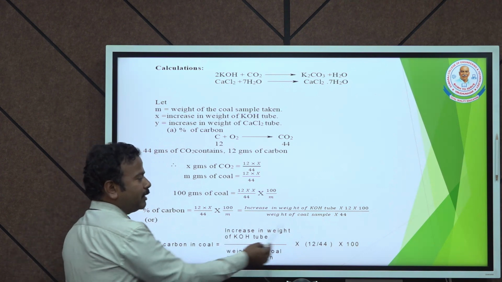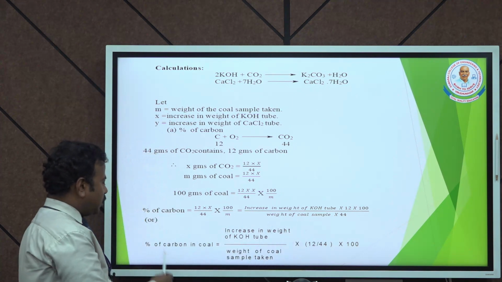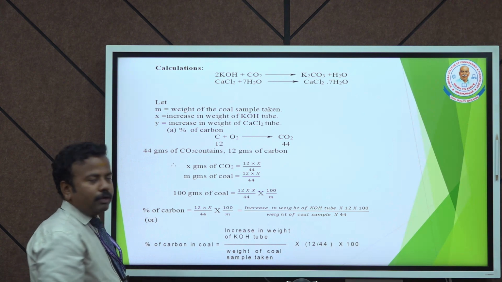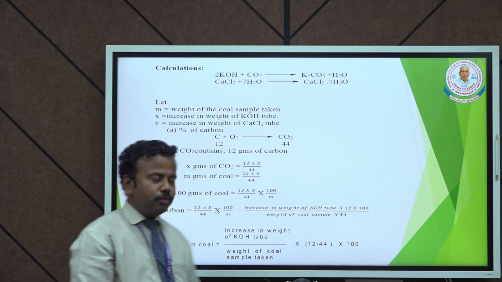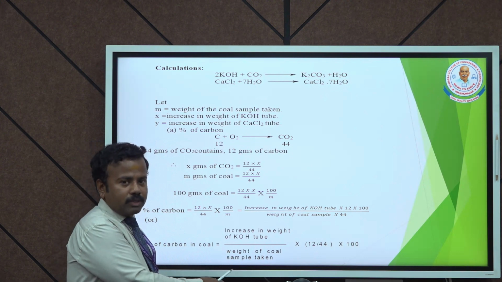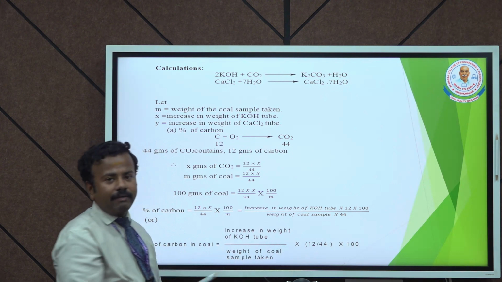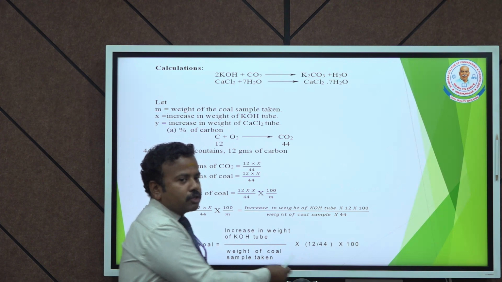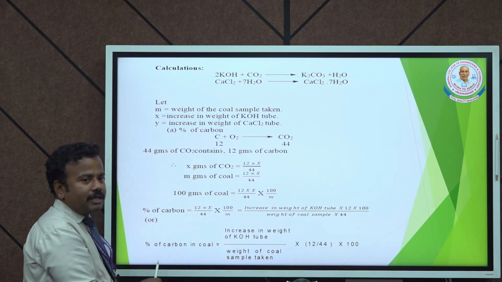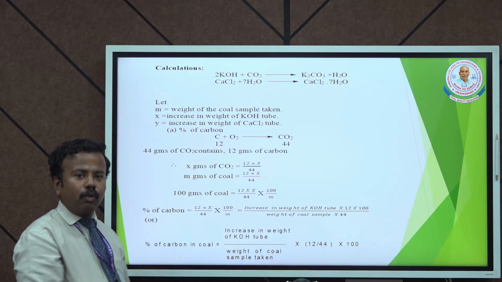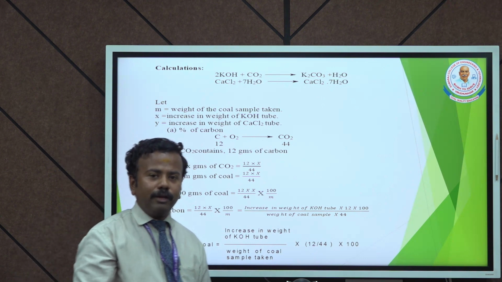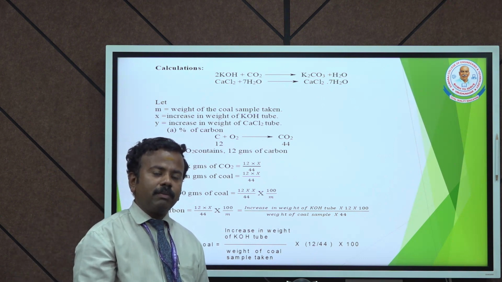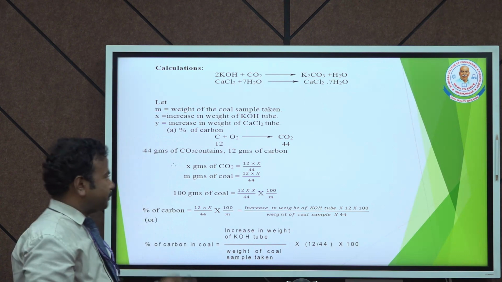M is the weight of coal sample taken, into 44. So percentage of carbon in coal is equal to the increase in weight of KOH tube divided by the weight of the coal sample taken, into 12 divided by 44, into 100. So there we calculate the percentage of carbon present in the coal sample.